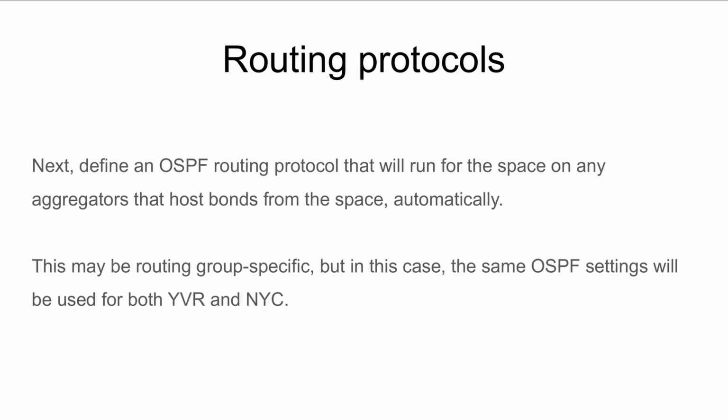Our next step is to define a dynamic routing protocol that will run on any aggregators that host bonds from the space. In this example, we can use the same OSPF routing protocol and settings in both our regions. Managed Mesh also allows you to define protocols per routing group.